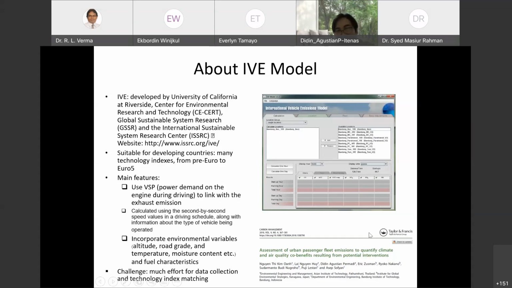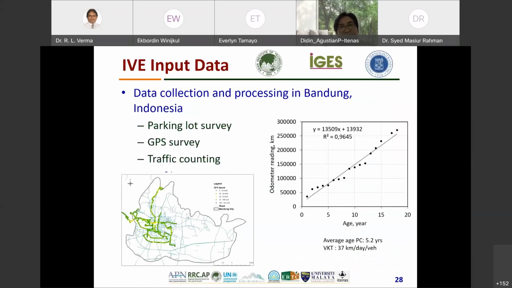You can also see the details, one of the publications here related to the IVE implementation in Bandung in Indonesia. For IVE input data, we need to collect the data of parking lot survey. In this parking lot survey, we record the odometer reading. Then we can have this kind of data between the age and the odometer reading. So we can know the average age of passenger vehicle, for example. In Bandung, Indonesia, the average age is around 5.2 years.